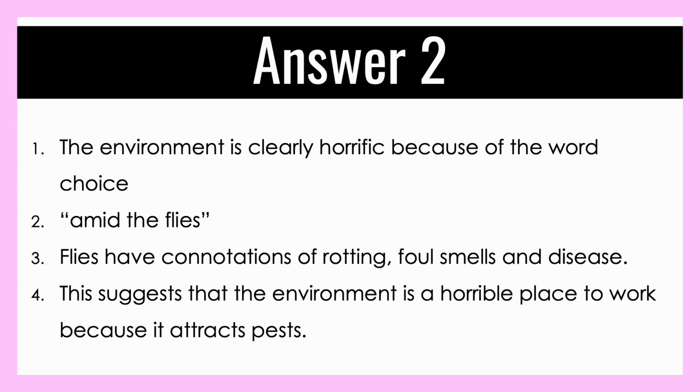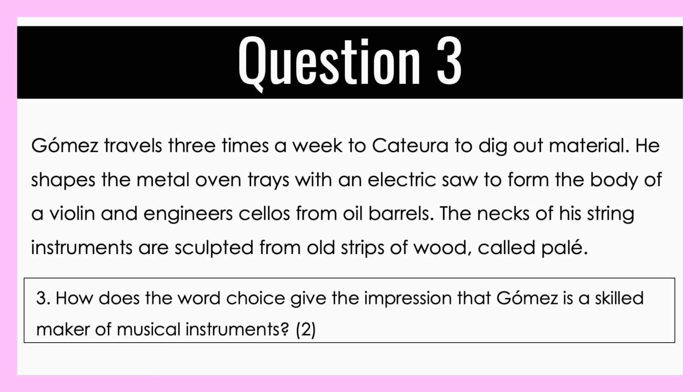Alright, let's now attempt question 3. Gomez travels 3 times a week to Kachura to dig out material. He shapes the metal oven trays with an electric saw to form the body of a violin and engineers cellos from oil barrels. The necks of his string instruments are sculpted from old strips of wood called pele. How does the word choice give the impression that Gomez is a skilled maker of musical instruments? It's worth 2 marks. Pause the video now, attempt the question and come back when you're ready for the answer.